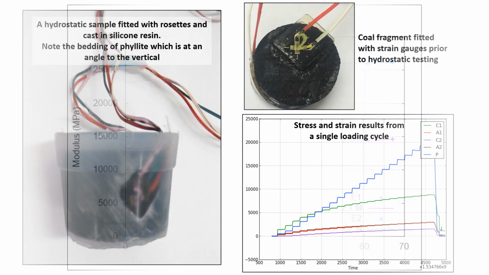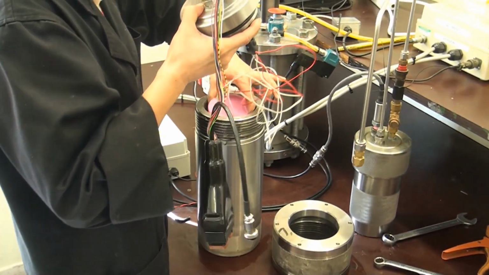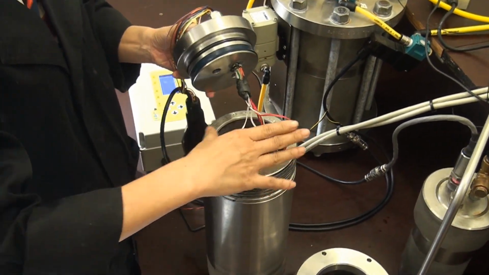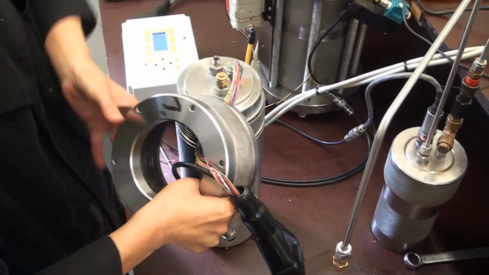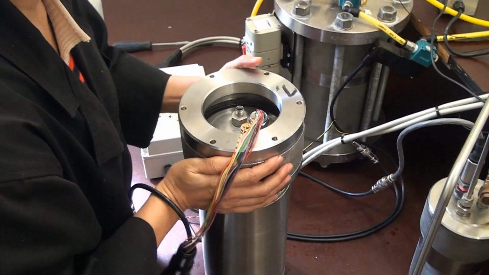Another innovation by SIGRA is the hydrostatic test, where a sample of rock is fitted with strain gauges and is then cast in silicone resin. It is then installed in a pressure vessel for hydrostatic loading and is loaded sequentially while the deformation is measured. This test can be used on irregular samples to determine relative stiffnesses in different directions. If one of the values of Young's moduli can be determined by a uniaxial test, then the other moduli and values of Poisson's ratio may be calculated.